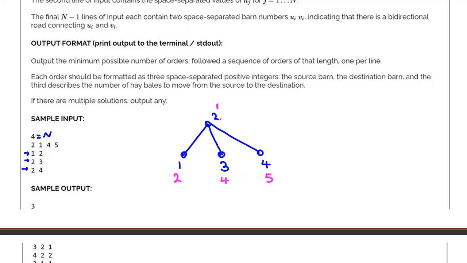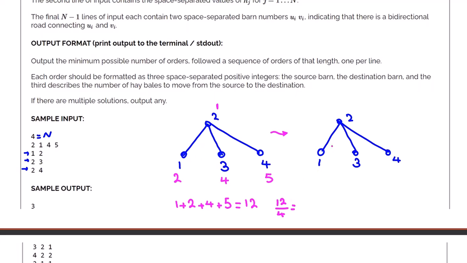At the end, we want to reach 4 equal hay bales. Okay, so let's see, we should reach what number? Again, the graph won't change. Now, if we want to reach equal hay bales, what's the sum of hay bales here? 1 plus 2 plus 4 plus 5. It is what? 9, 11, 12. Now, if we want to distribute equal hay bales, it will be 12 over 4 because we have 4 vertices or 4 barns. It will be 3. So all of them should reach 3.